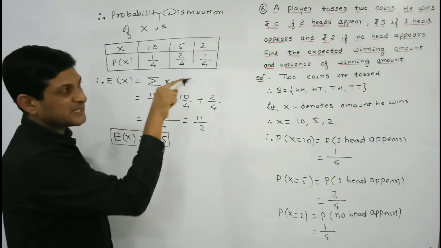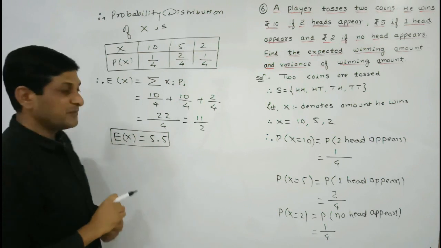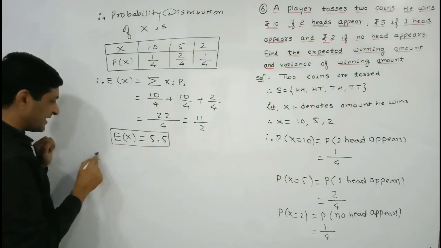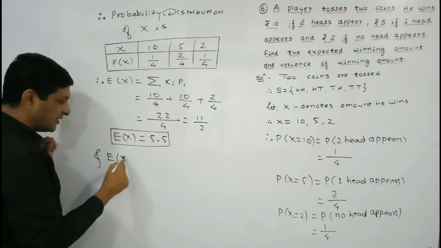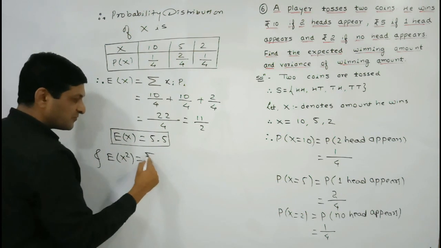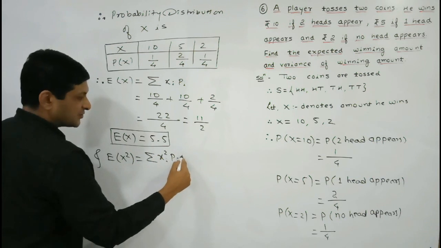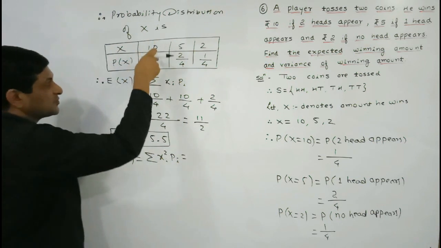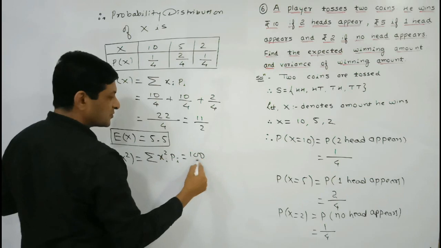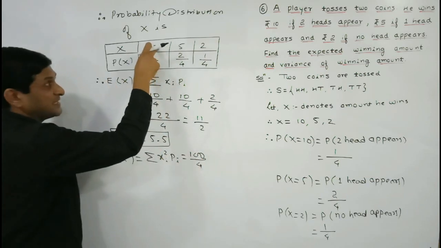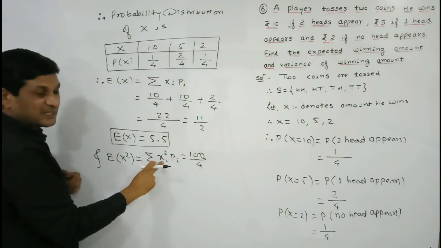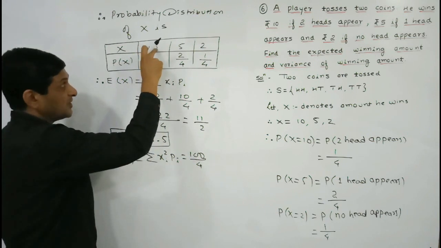Now to find the second required value, that is the variance, we will require the value of E of X square. What is the formula to find E of X square? Summation xi square into pi. So 10 square into 1 by 4 will be equal to 100 by 4, because here we have to take the square of X. So square of 10 is 100.